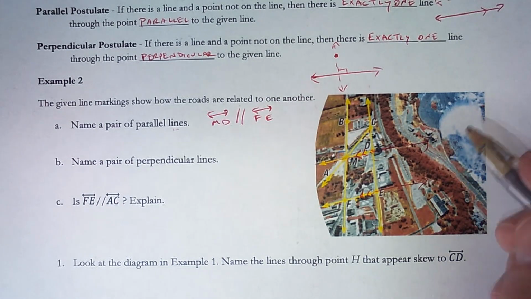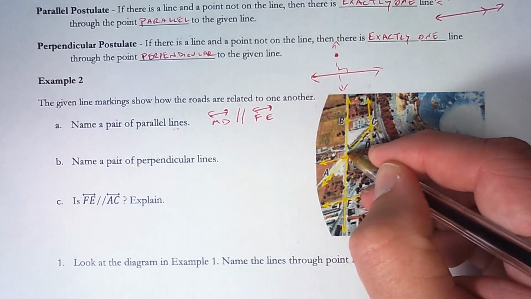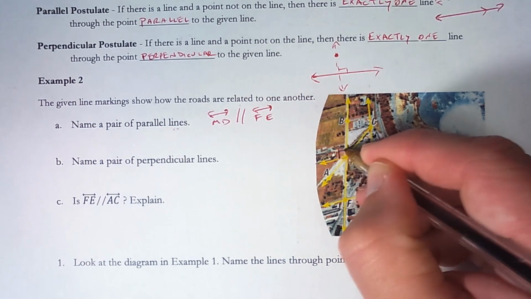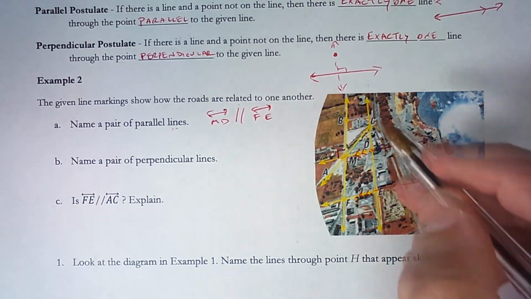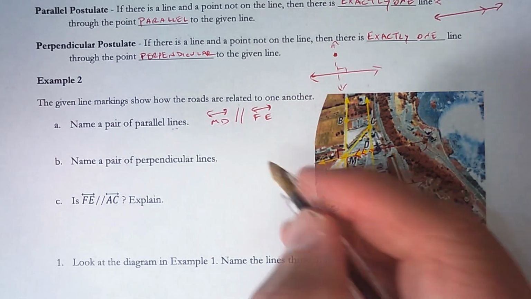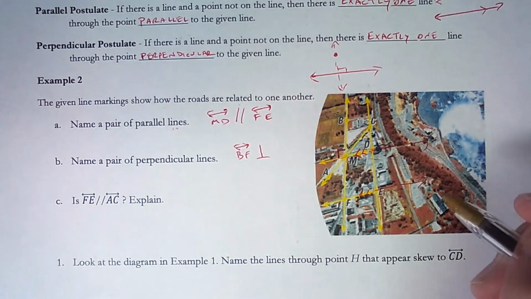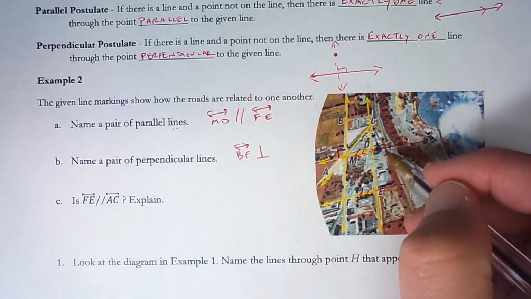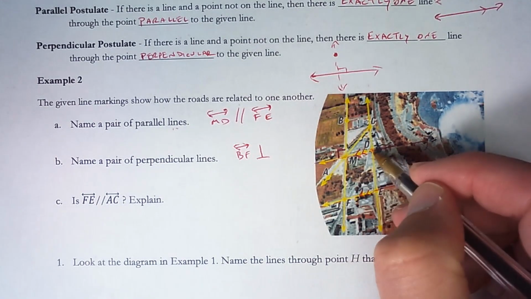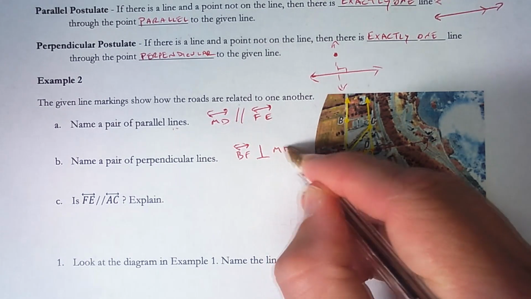A pair of perpendicular lines. Right here might be kind of difficult to see, but there is a little square right here. So that means that line BF is perpendicular to line MD.